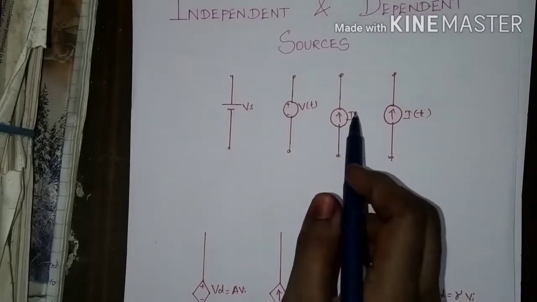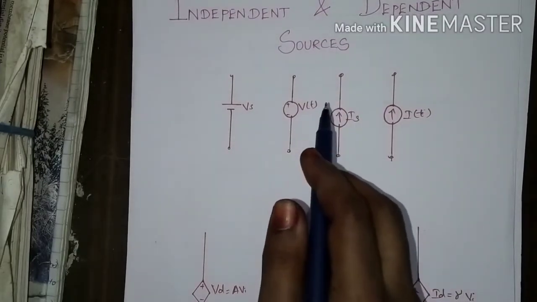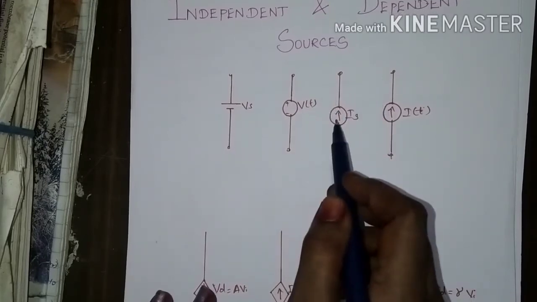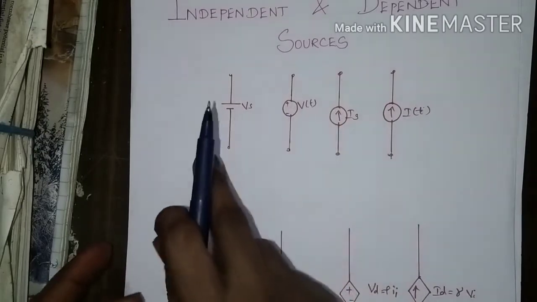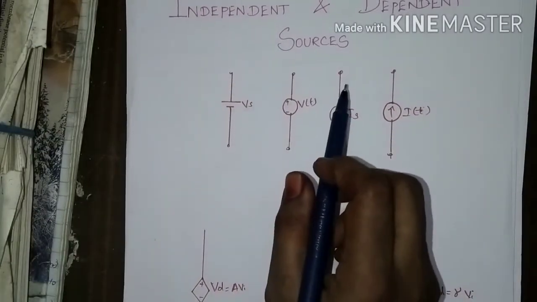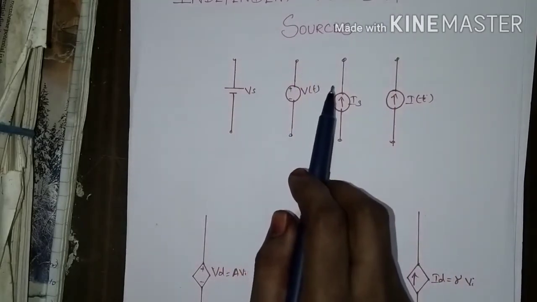Similarly, an independent current source is also similar to the independent voltage source. The output current of the independent current source does not depend upon the voltage or current of any other part of the electrical network. It is categorized as an independent, time invariant or time variant current source.